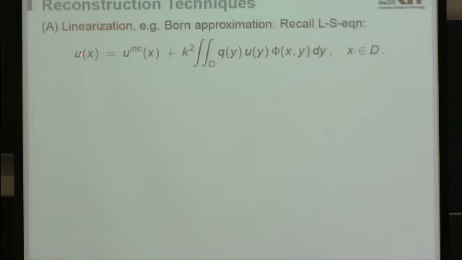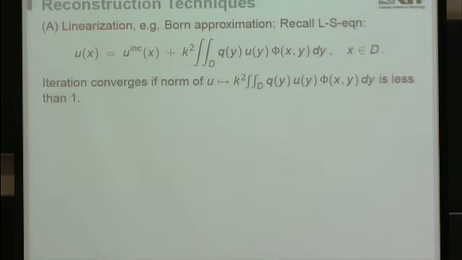Recall that U is the total field, that is the incident field, K is the wave number, Q is the contrast function which vanishes outside of D. And this is an integral equation with respect to U, and phi is the fundamental solution of the Helmholtz equation. This is a fixed point equation. You search for a fixed point of this operator with respect to U, and a natural way would be, and that is very popular in the engineering literature, that they iterate this fixed point equation.